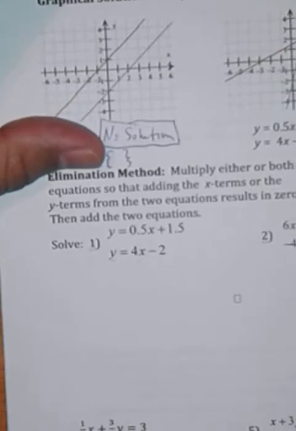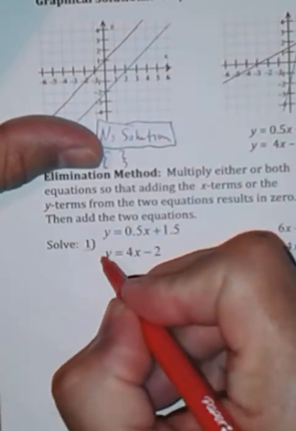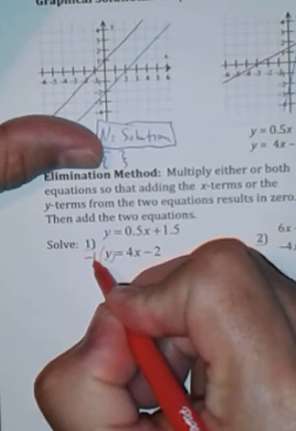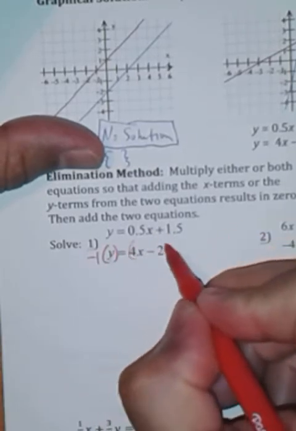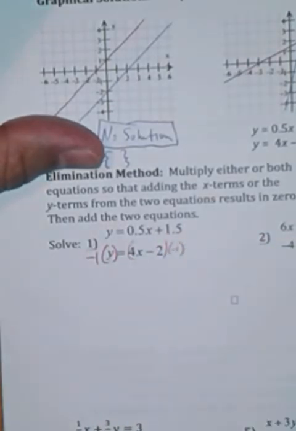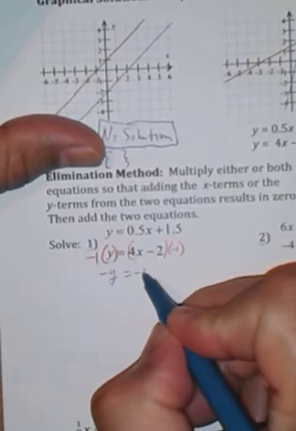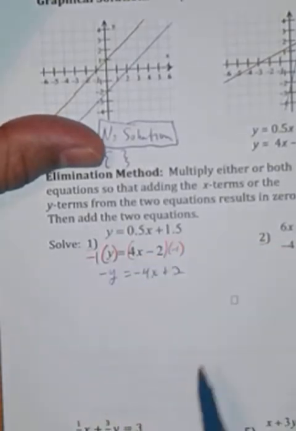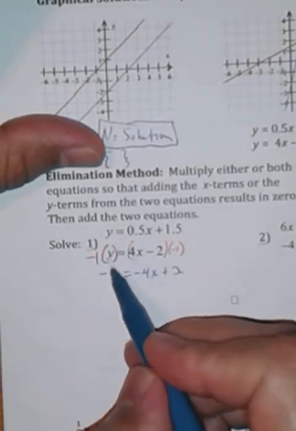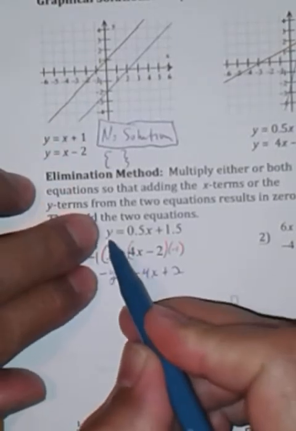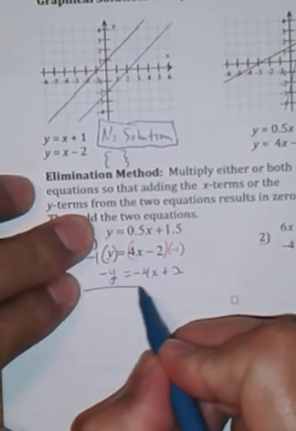So what I'm going to do is multiply the bottom equation by negative 1. I multiply by negative 1 on the left, and I multiply by negative 1 on the right. And so that equation will become negative y equals negative 4x plus 2. And then if I add the 2 equations, y plus negative y is 0.